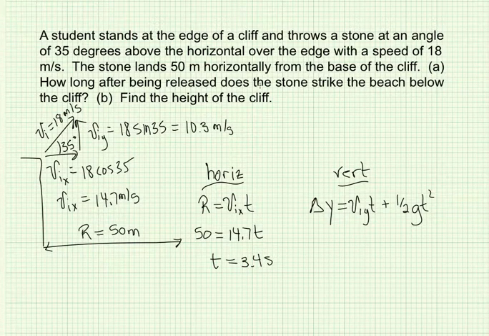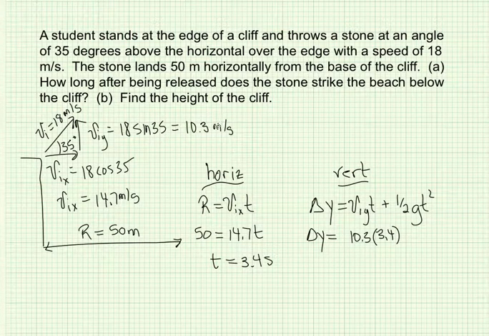How long after being released does the stone strike the beach? We found that. All right, over here we have delta y. Find the height of the cliff. Delta y is what we're looking for. My initial velocity in the y direction. Do I put 18 in there? No, I want just the component of the velocity that's vertical. Now this is directed up, and so since it's up, I'm going to make that a positive 10.3, and my time is 3.4 seconds.